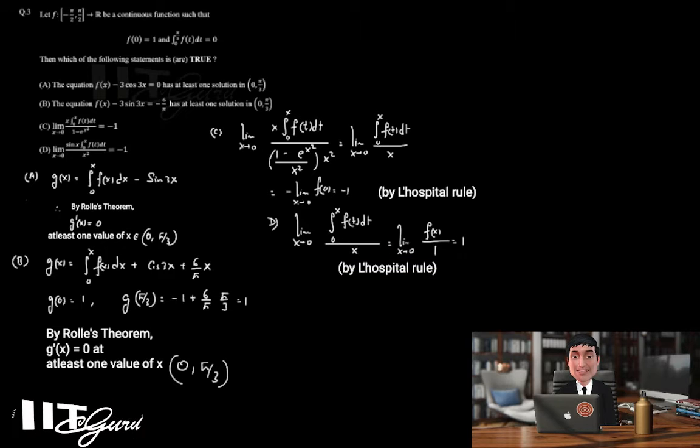So option D is -1 as it is, so it's incorrect. So finally, which options are correct? If you see, the options are only A, B, and C, not D. D is not correct. Okay, fine.